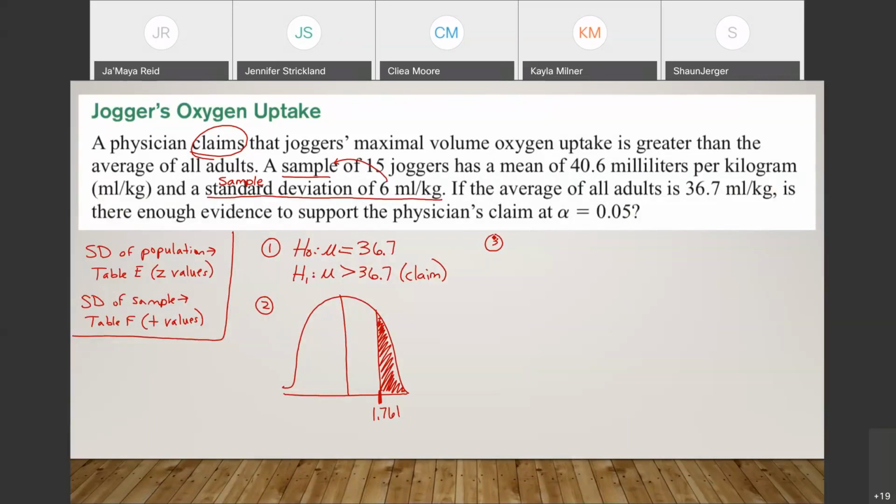Okay, formula, what goes where? So let's see the T. Right, so 40.6 minus 36.7, 6 on the bottom, square root of 15. Good. What'd you get? 2.52. All right, anybody got a question up to that point?